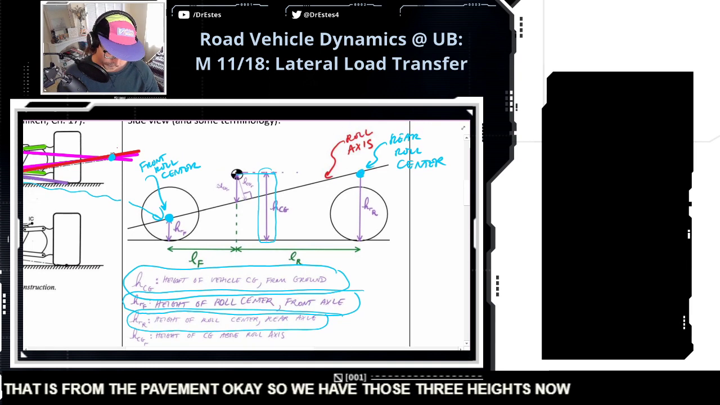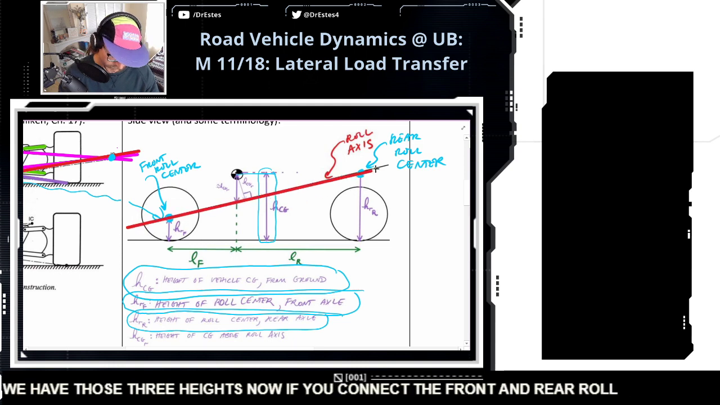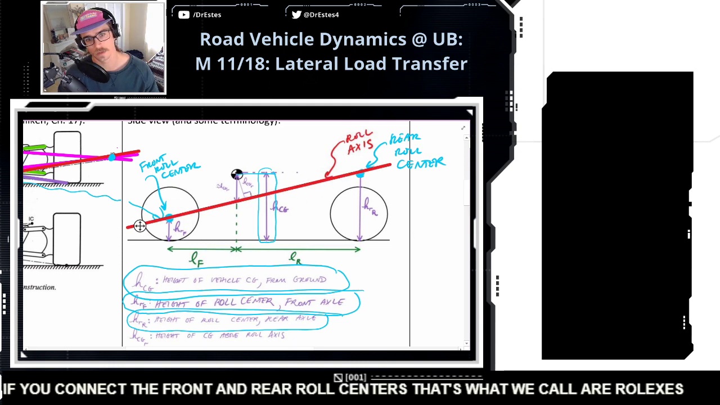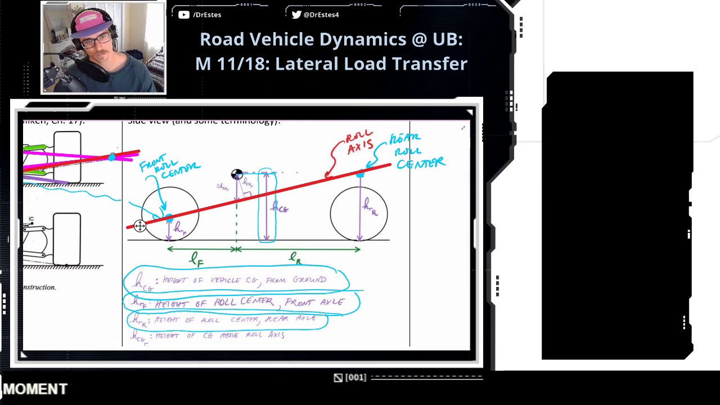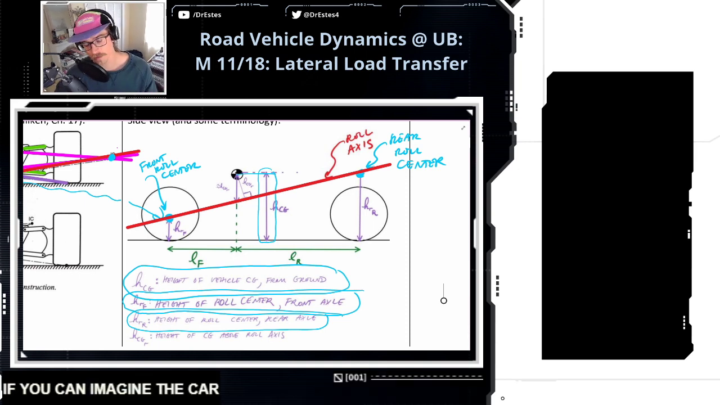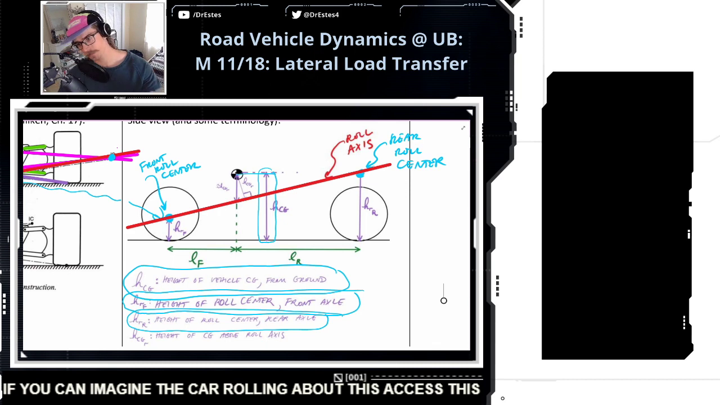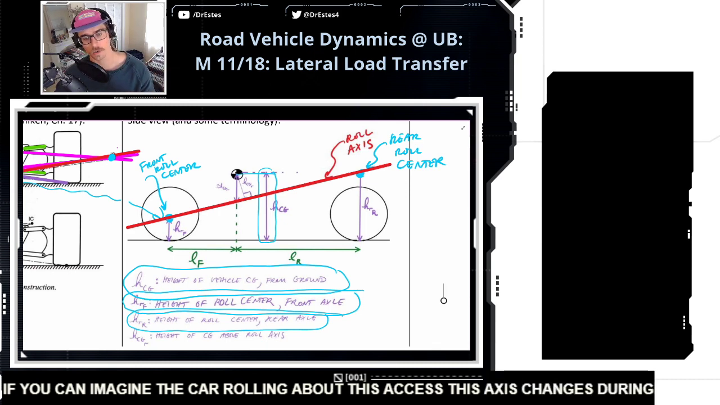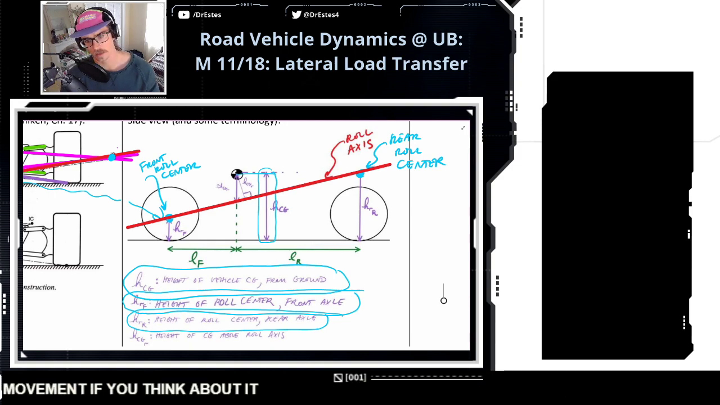Now, if you connect the front and rear roll centers, that's what we call our roll axis. At an instantaneous moment in time, well, I guess that's the definition of a moment in time, you can imagine the car rolling about this axis. This axis changes during car movement, if you think about it.